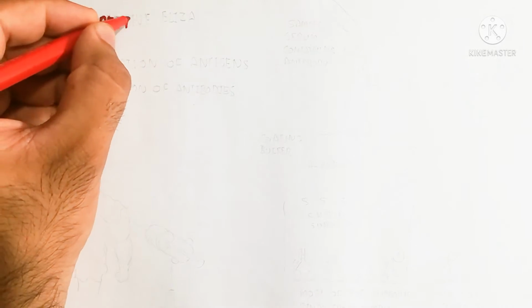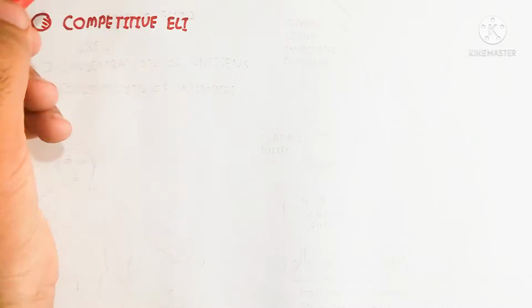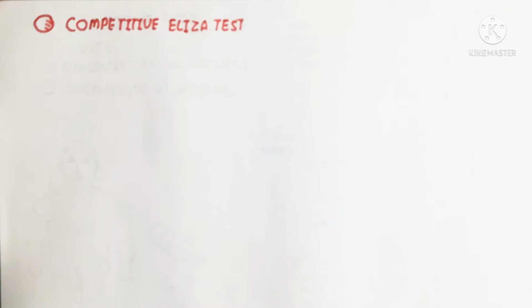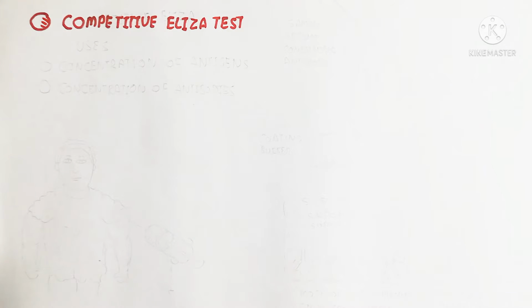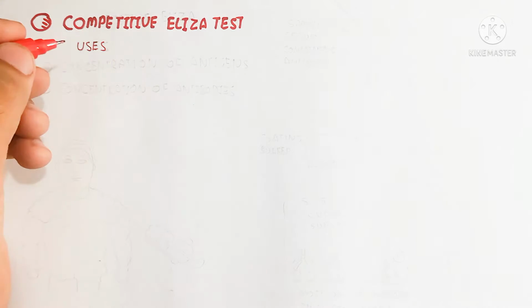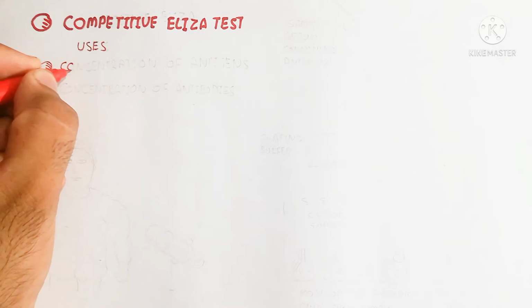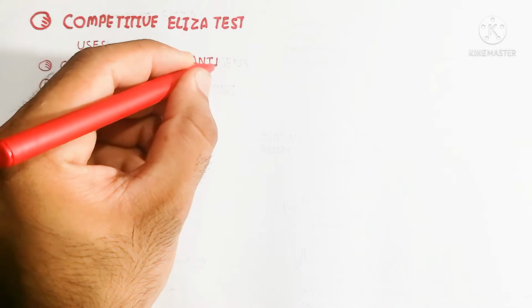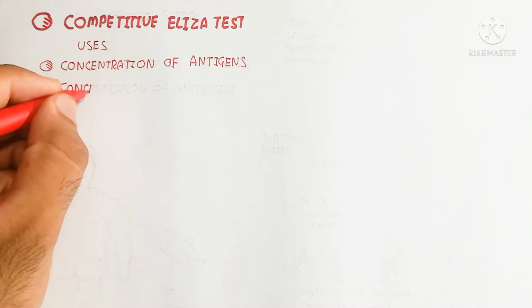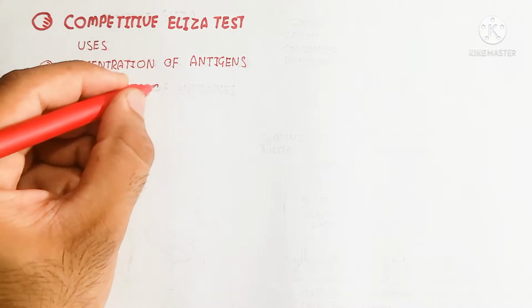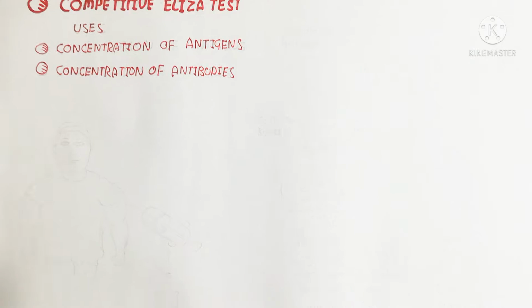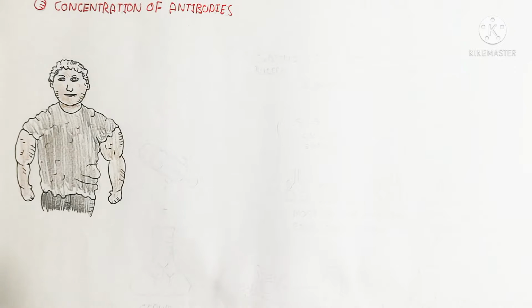Hello, in this video we will look at the competitive ELISA test and its uses. Competitive ELISA means the competition between the enzyme linked antibodies and the antibodies that come from the patient. So we can detect the concentration of antigen, or the concentration of antibodies, that is present in the patient.